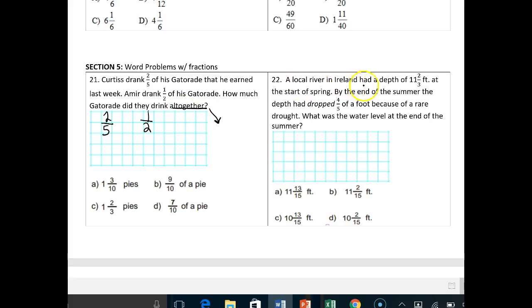A local river in Ireland had a depth of 11 2/3 feet at the start of the spring. By the end of the summer, the depth had dropped 4/5 of a foot because of a rare drought. What was the water level at the end of the summer? 11 2/3. The word dropped means we'll probably be reducing, minus 4/5. So again, you need to find some sort of common denominator to multiply both of these by.